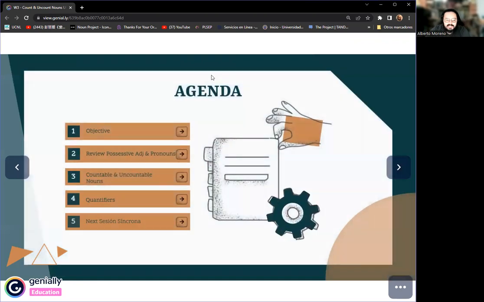So, let's begin. The agenda for today, we have the objective for the session. Then we have the review for possessive adjectives and pronouns, the countable and uncountable nouns, the quantifiers, and what are we gonna do on next session?